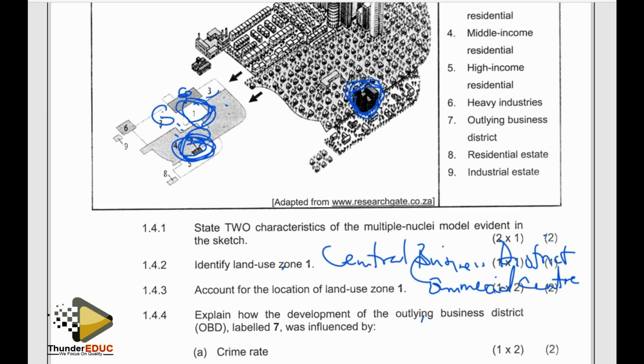Why did it come there in relationship to crime? Crime rates here in the outlying business district, there is lower crime.